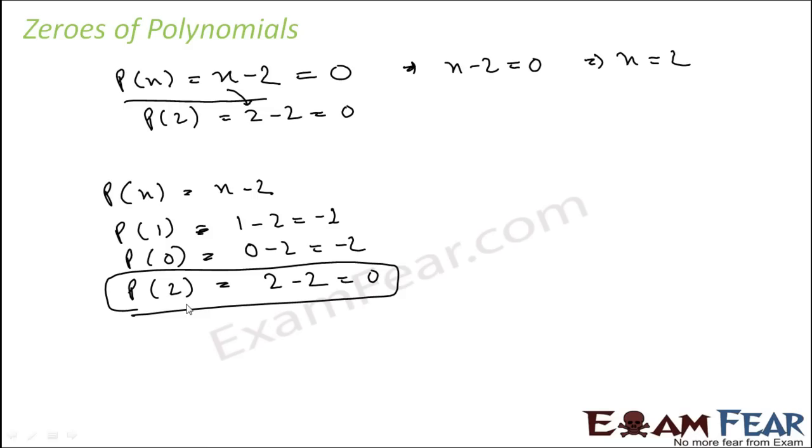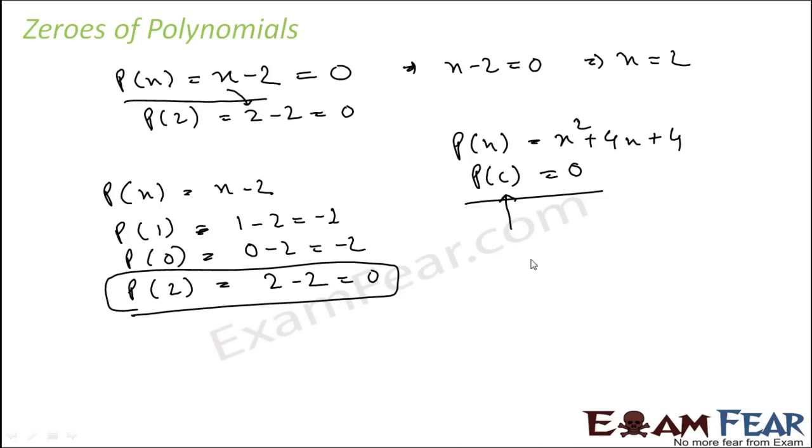So a zero of the polynomial is a number c for which, for p(x), p(c) is 0. For example, if I have p(x) equal to, let's suppose, x square plus 4x plus 4, and there is a c where this whole thing is 0, then this number c is called a zero of p(x). So here, in the earlier equation, 2 is the zero of p(x), where p(x) is x minus 2.